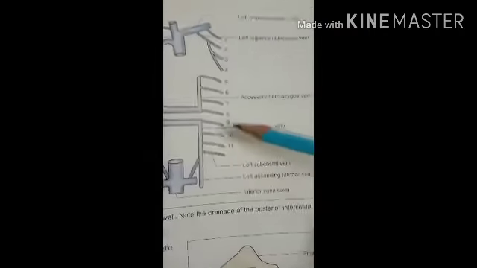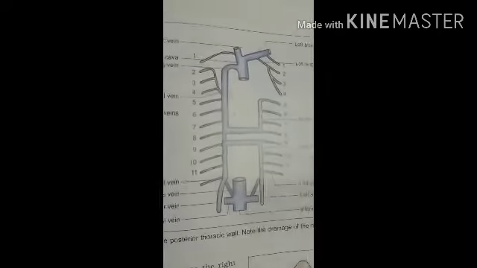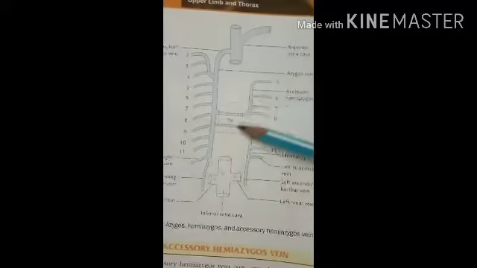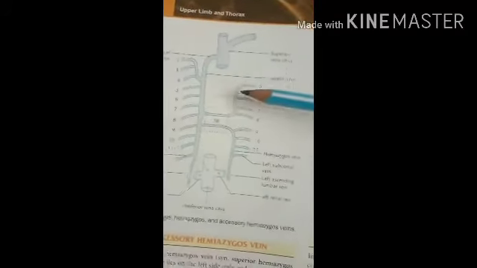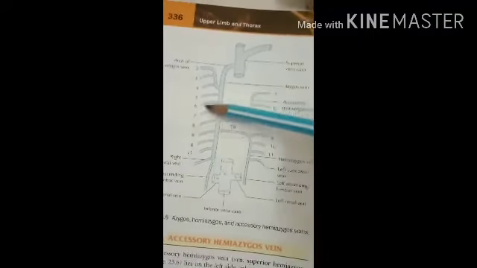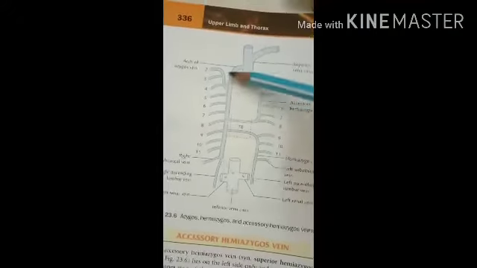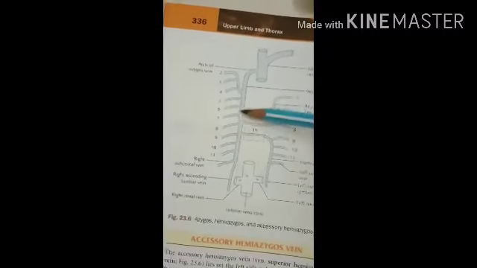After that we should see the accessory hemiazygos vein, this one. In another diagram we can see the accessory hemiazygos vein. It lies on the left side only and corresponds to the upper part of the azygos vein. Here is the azygos vein, and the accessory hemiazygos vein is the mirror image of the upper part of the right azygos vein.